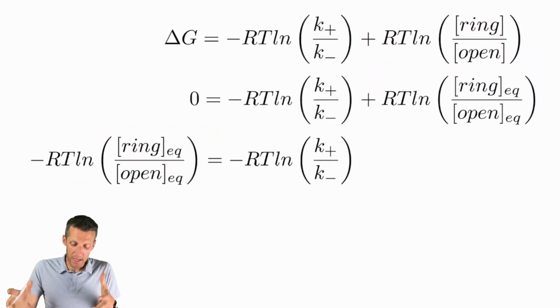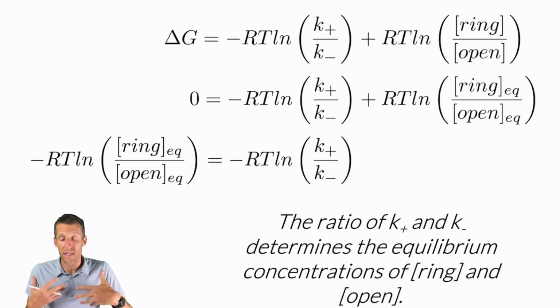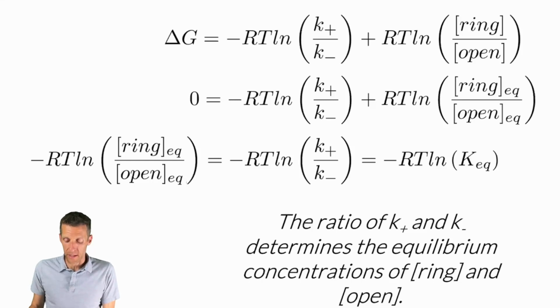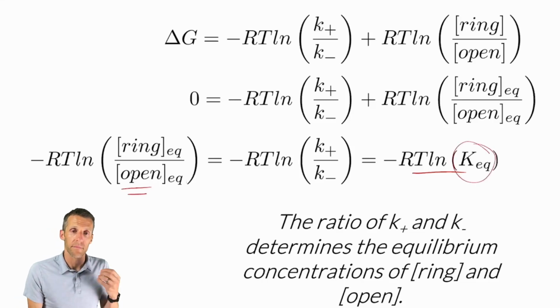Okay, so what does that mean mathematically? That's saying that the ratio of K plus and K minus, the ratio of the forward and reverse rate constants, determines the equilibrium concentrations of ring and open. This also means that we can write in here explicitly that delta G also equals minus RT log of Keq, because Keq is simply defined as the concentration of the products to reactants at equilibrium.